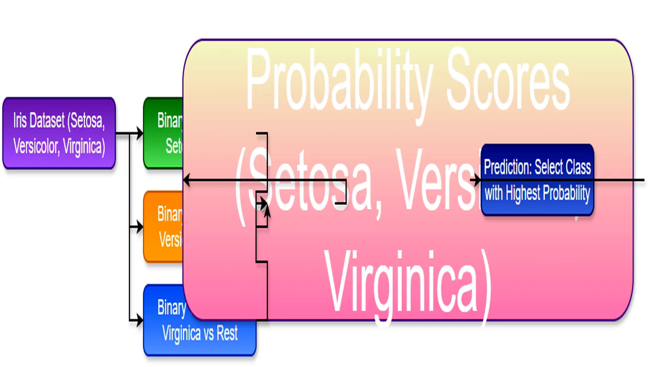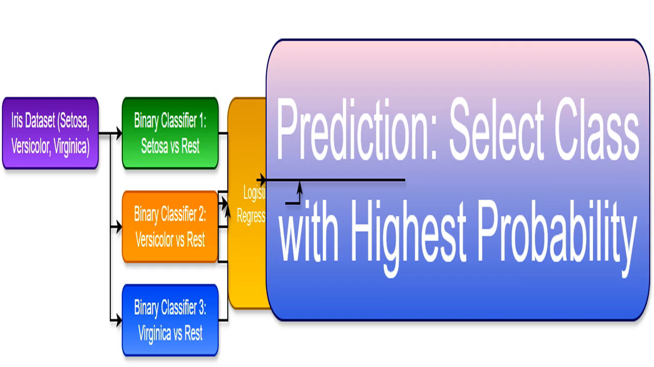After training, each classifier assigns a probability score to a new iris flower, indicating the likelihood it belongs to the classifier's target species. For example, classifier 1 might give a probability of 0.8 for setosa, 0.1 for versicolor, and 0.1 for virginica. The final prediction is simple. We choose the species with the highest probability score among the three classifiers. The classifier that's most confident gets to make the final call.